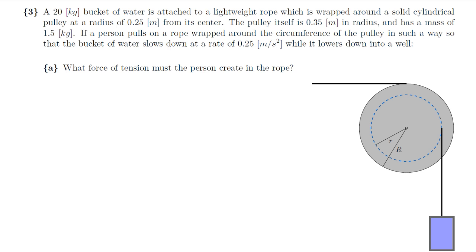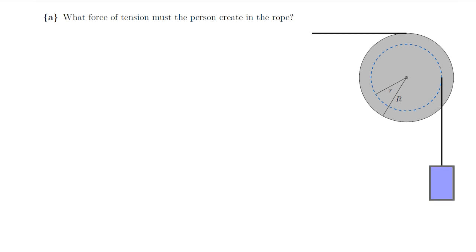Okay, so this problem is going to be a little bit more involved than the second problem. But this is going to be dealing with rotational motion, so rotational kinematics and torque. So with this one, you have a 20 kilogram bucket of water that's attached to a lightweight rope, which is wrapped around a solid cylindrical pulley at a radius of 0.25 meters from its center. So here's a little sketch of the pulley. I have this pulley system. There is an inner radius and also an outer radius, which I'll explain in a second, but your bucket of water is attached by a string or rope which is connected to some radius.